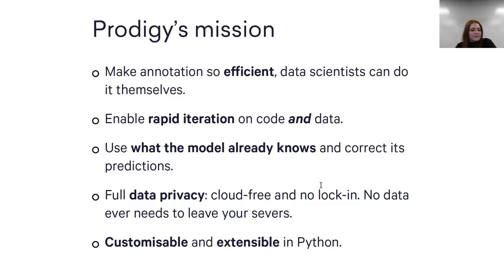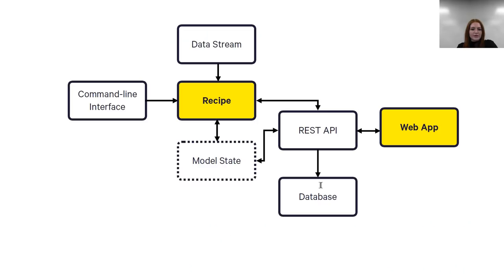And yeah, as a library itself, we really want Prodigy to fit into the Python ecosystem. We want it to be customizable, extensible in Python. You can write scripts for it. And it was a very conscious decision not to make it a SaaS tool because we think data privacy is important. You shouldn't have to send your text to our servers for no reason. And we also think you shouldn't be locked in. You should get a JSON format out that you can use to train your models however you like, and not our random format that you can then download from our servers. So that's where we're going with Prodigy.